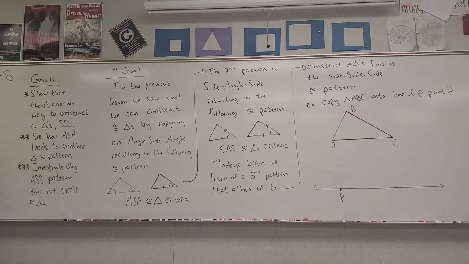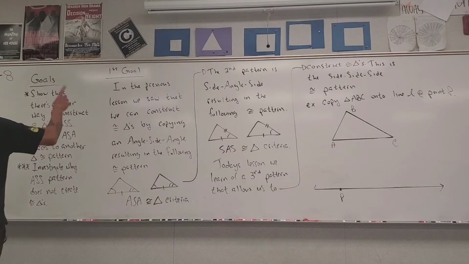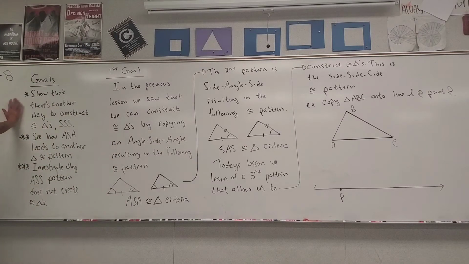Our second goal is going to see how ASA, or angle side angle, leads to another triangle congruence pattern. Our third goal is going to be why the angle side side, or the ASS pattern, does not create congruent triangles. No giggling.